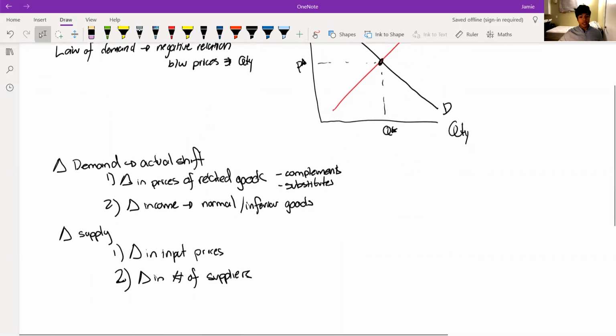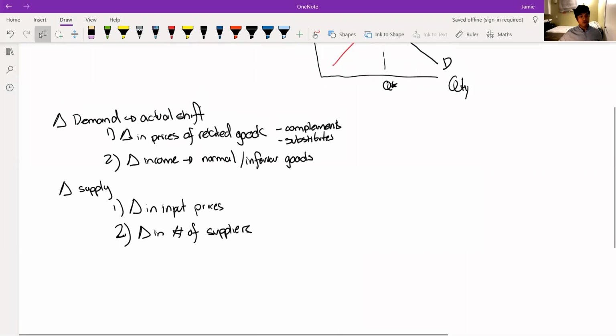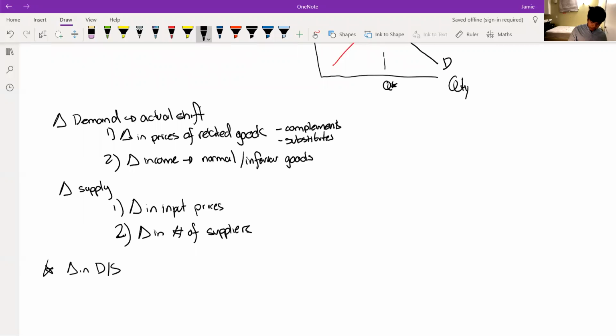With that said, you have to make a distinction between changes in supply or demand versus changes in quantity supplied and quantity demanded. That's very important. You're probably wondering what the difference is. Changes in quantity demanded or quantity supplied are related to changes in the price of that good.